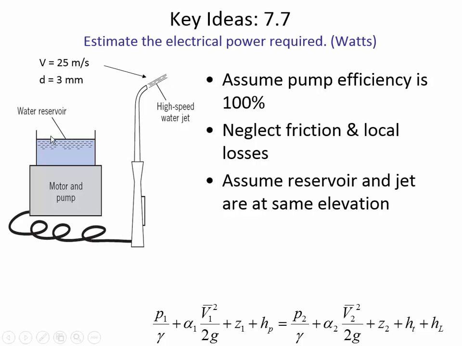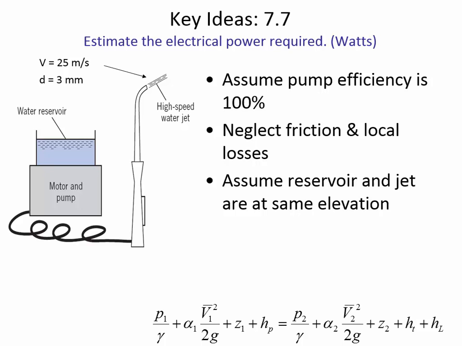You can assume that the reservoir and the jet are at the same elevation, and so what that means is that Z1 and Z2 are going to be the same. And by the way, where do you think is the logical place to select as location 1 and location 2 in this problem? Okay, so 1 will be the water surface, and what about 2? At the jet. Why not the other way around? Why not make location 2 the reservoir and location 1 the jet?